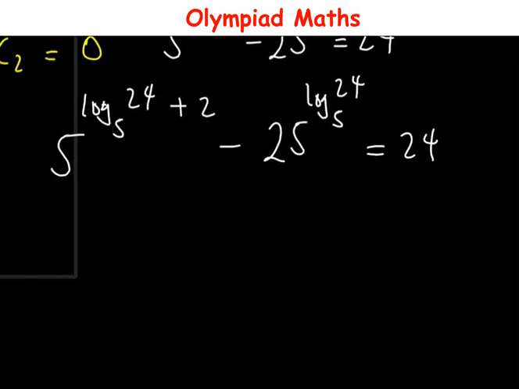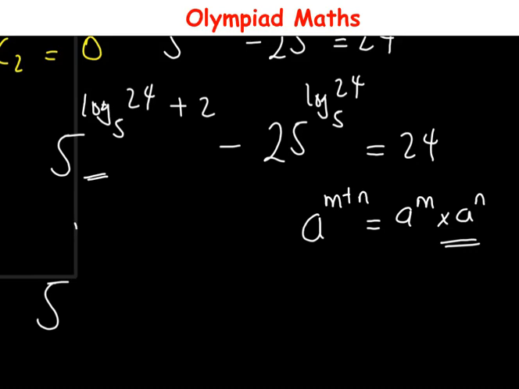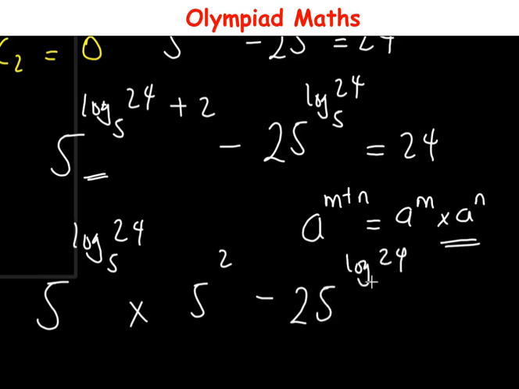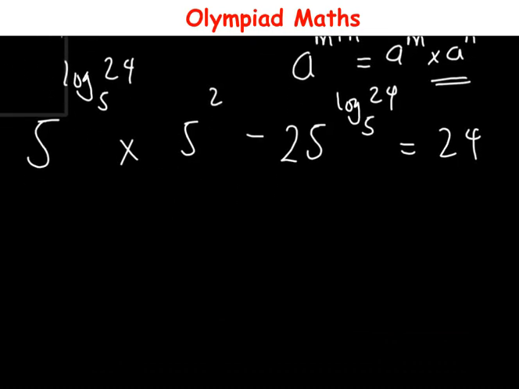So from here, we're going to apply a particular rule of indices, and the rule is this: if you have a raised to power m plus n, this equals a raised to power m times a raised to power n. Applying this rule right here, this then becomes 5 raised to power logarithm of 24 base 5 times 5 raised to power 2. Then we have minus 25 raised to power logarithm of 24 base 5, with this equal 24. So from here, we have this, that 5 raised to power logarithm of 24 base 5 times 5 squared is 25.